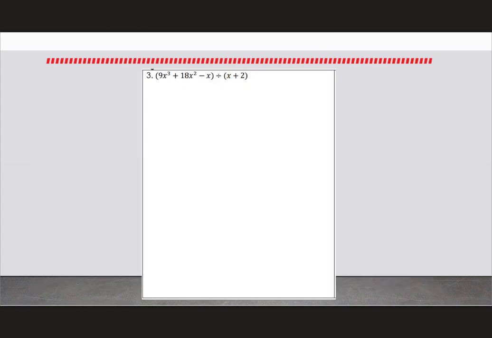All right, we'll do one more. So here we have x plus 2 again. We'll subtract 2 from both sides. So x is negative 2. So I'm going to put negative 2 in my little box.